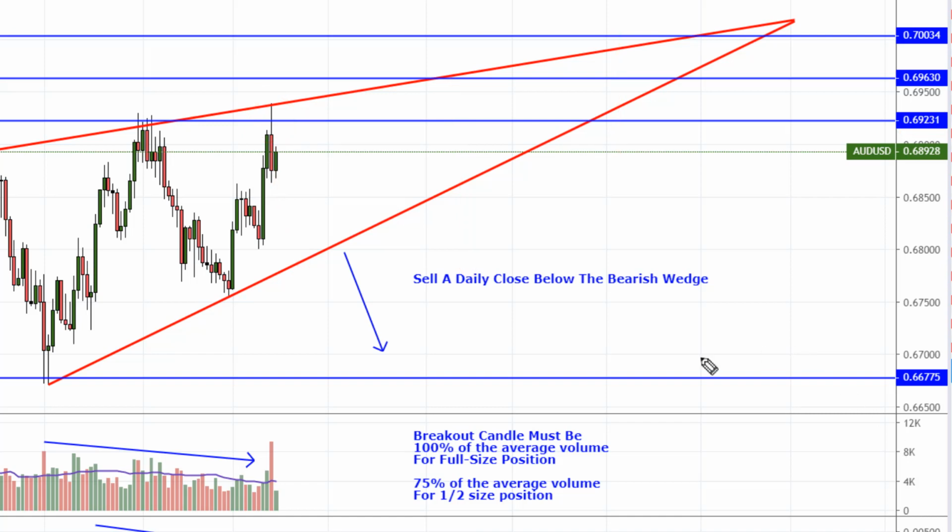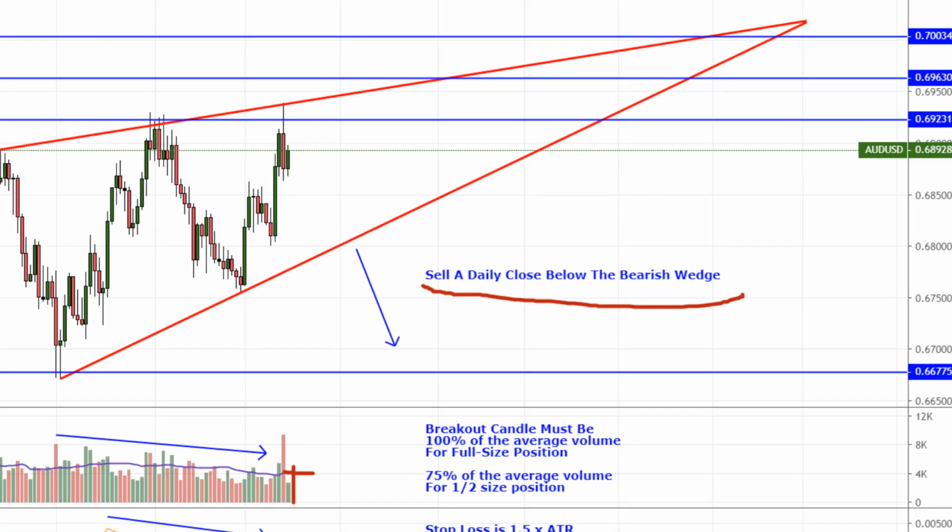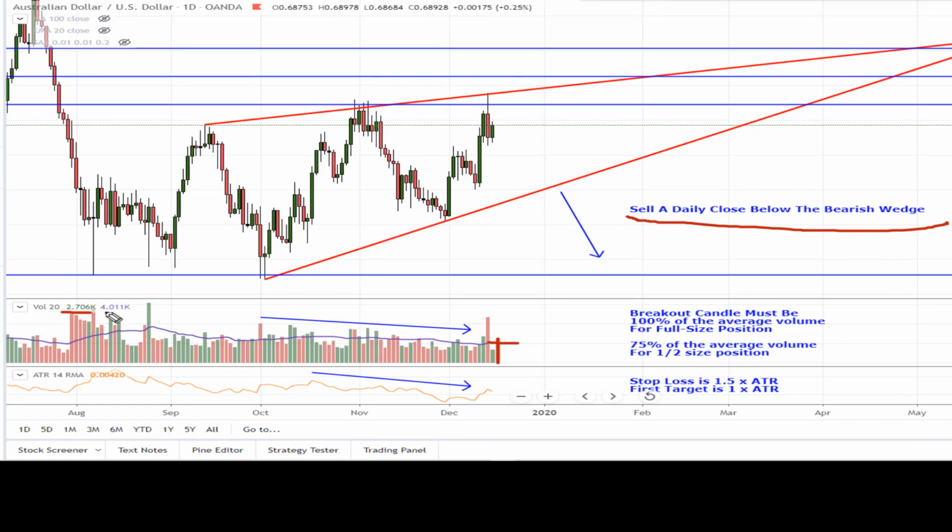Here's the trade plan. We will sell a daily candle close below the bearish wedge. On the breaking candle, to enter a full-size position, I want to see this volume bar reach up as high as the volume average right here. If it doesn't quite reach the average, but does reach at least 75% of the average volume, I'll open a half-size position to reduce risk. You can calculate the percentage by dividing this volume number right here by the volume average, and you should get 0.75. If you don't get at least 0.75 on that, stand aside on the trade.